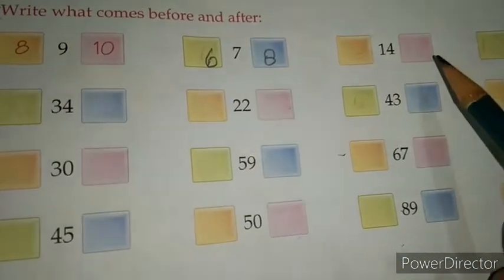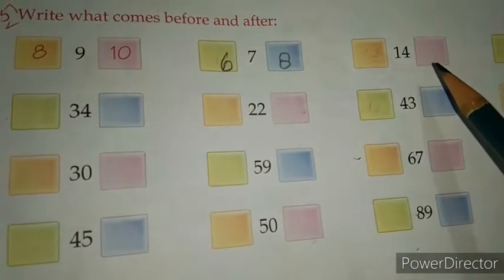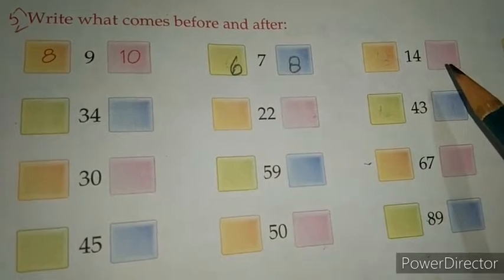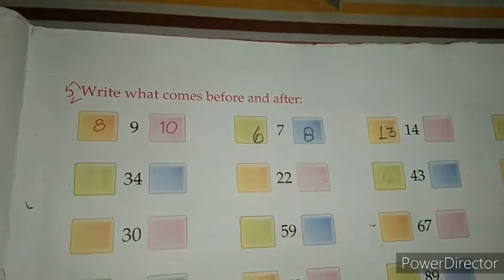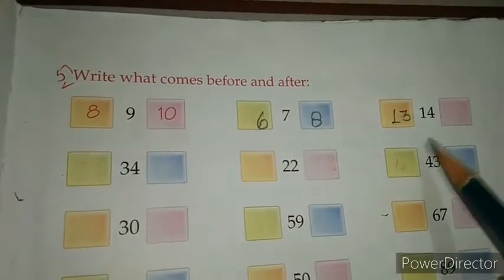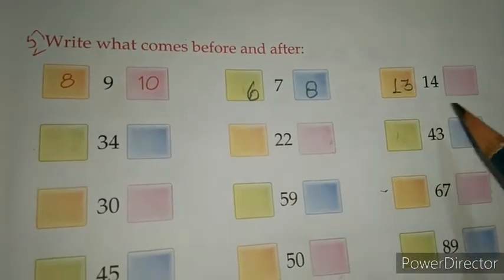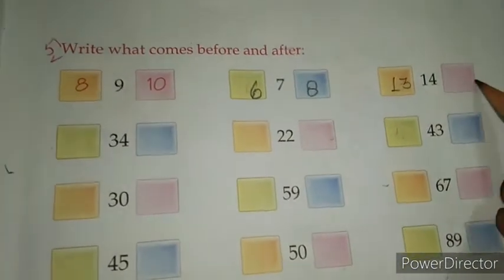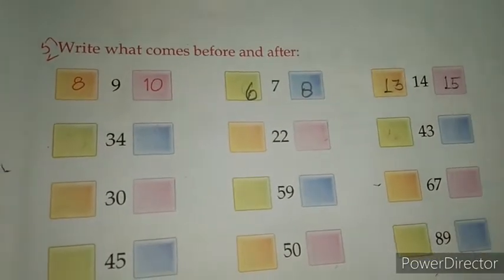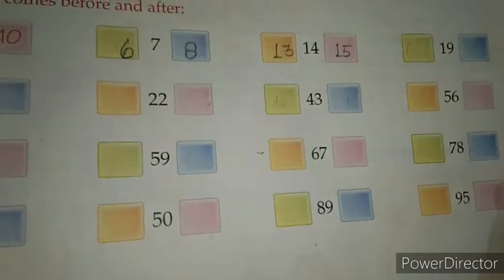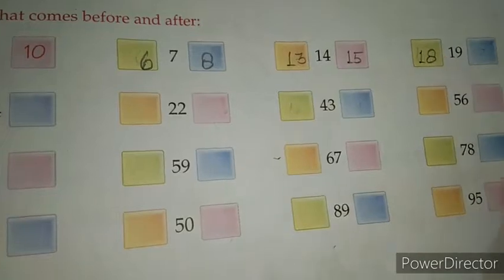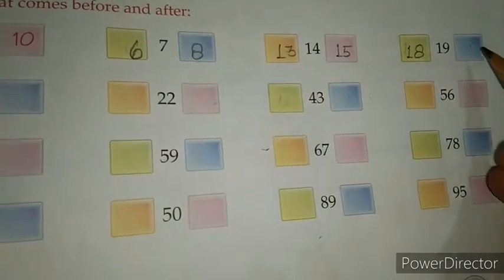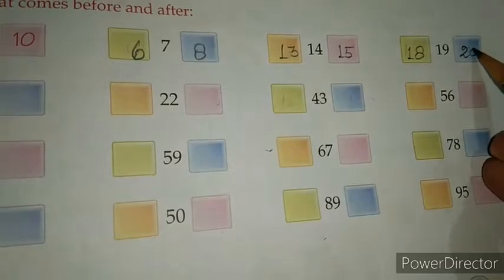Next one. Here we have 14. So tell me again children, what comes before 14? Very good, 13. So in the boxes we have to write 13, and what comes after 14? 15. Like this. Next question. What comes before 19? 18. And what comes after 19? 20. Okay, again look here.